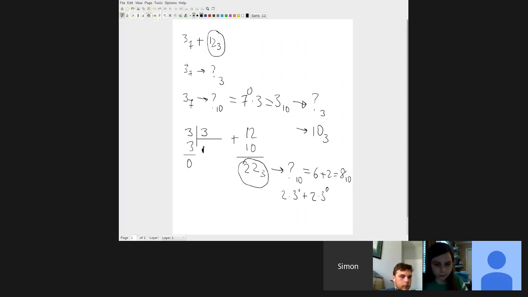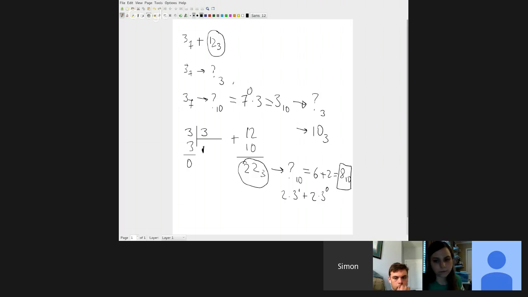So the result of that operation, 3 base 7 plus 12 base 3 expressed in the decimal number system, is the number 8. If you want me to demonstrate addition which is a bit more tricky than just 12 plus 10, let me do this, but before I go ahead, let me know if this is clear.